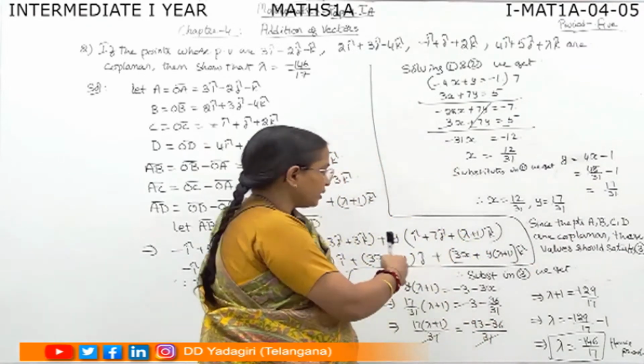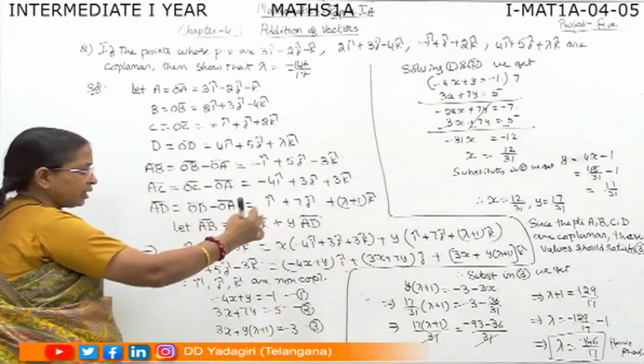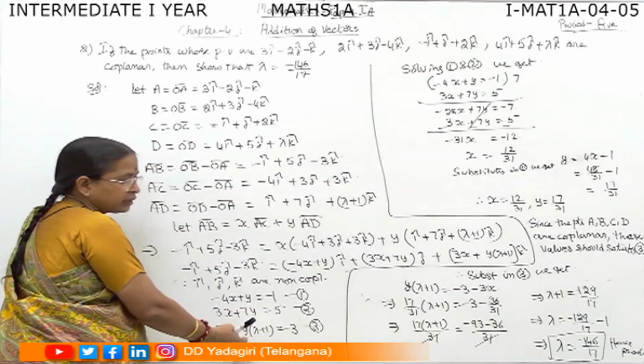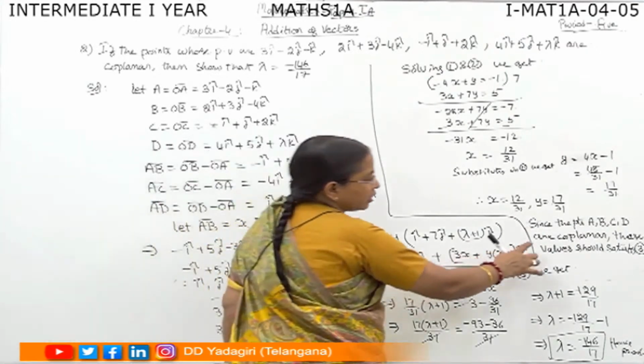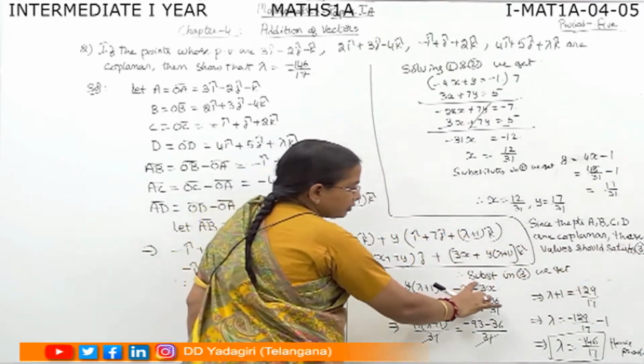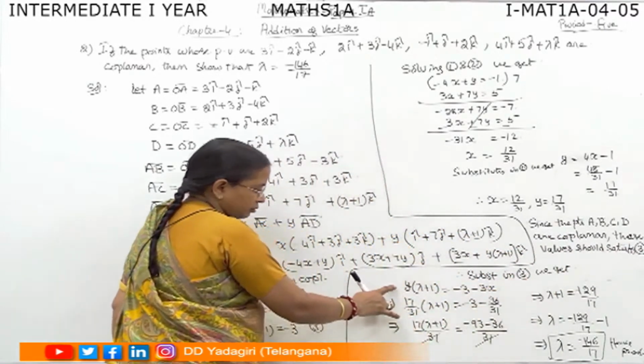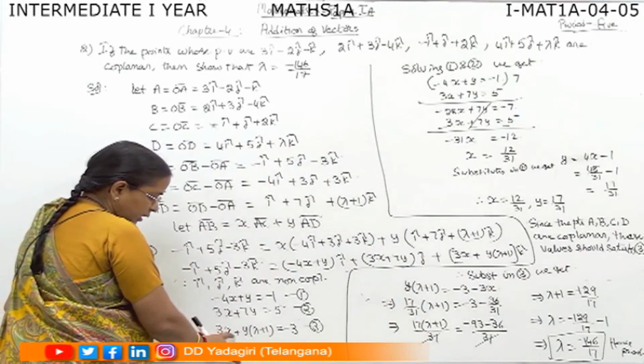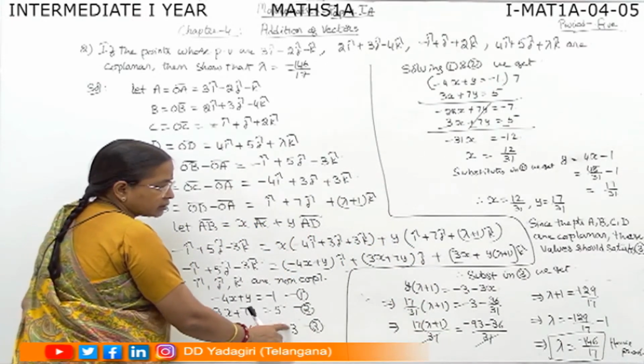So that means the vectors are coplanar. So these values of x and y should satisfy the third equation. Since they are coplanar, these values should satisfy the third equation, so we are substituting in the third equation. What is the third equation? (3x + y)(lambda + 1) is equal to minus 3.